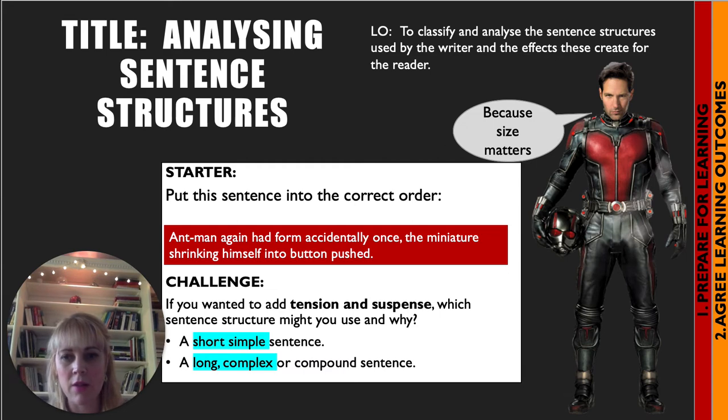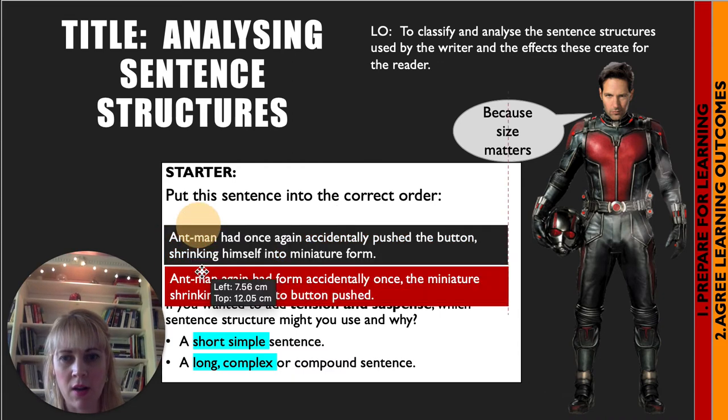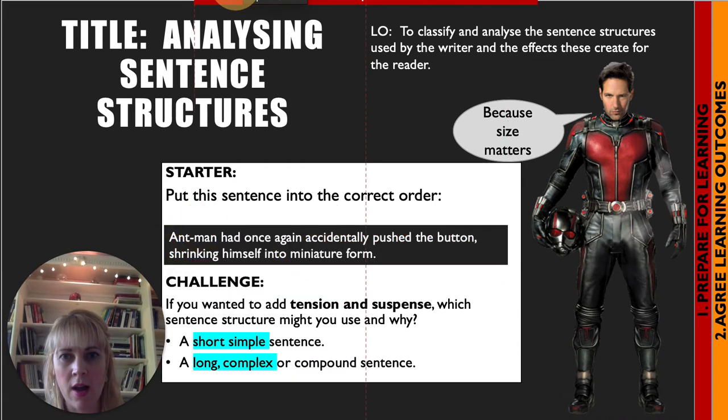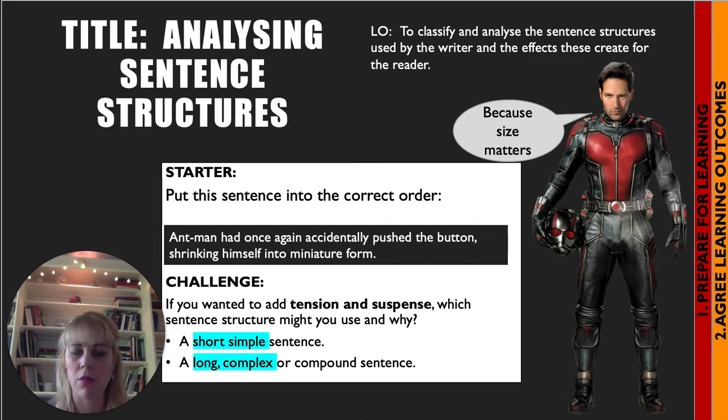Right, so we're now going to review what you might have had down as your answers for your starter and challenge. So for the starter, obviously the correct way of writing that would be Ant-Man had once again accidentally pushed the button, shrinking himself into miniature form. If you manage that, very well done. For the challenge though, and this is where I'm really testing out how you're thinking about this, this is actually sort of a trick question because both can be used but both create very different effects.